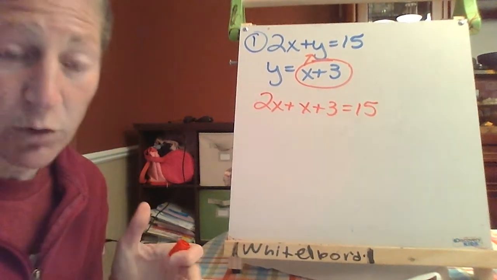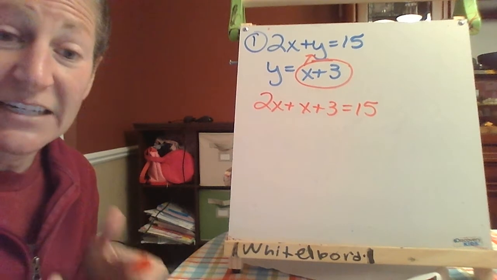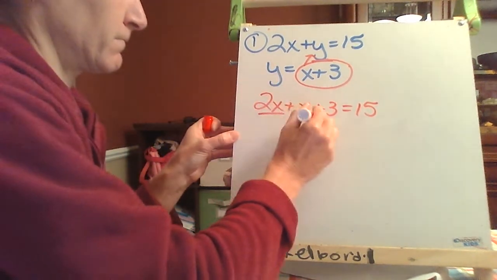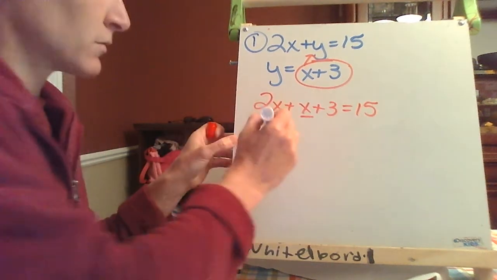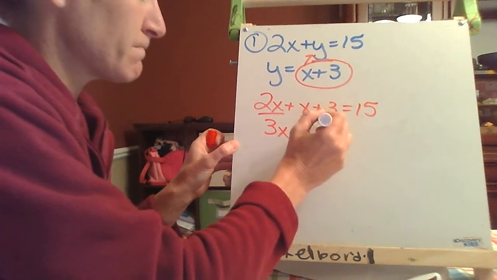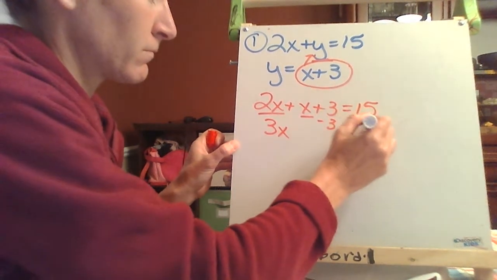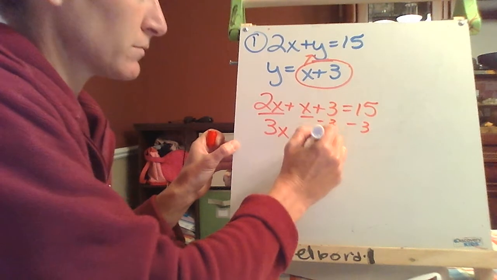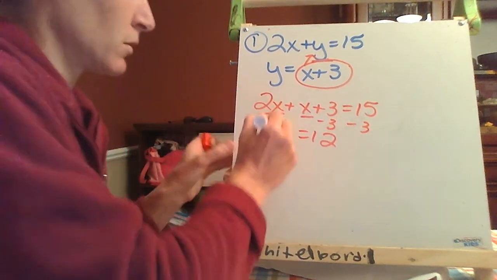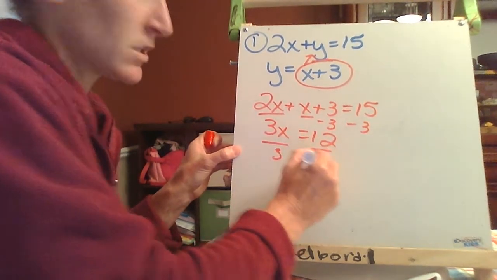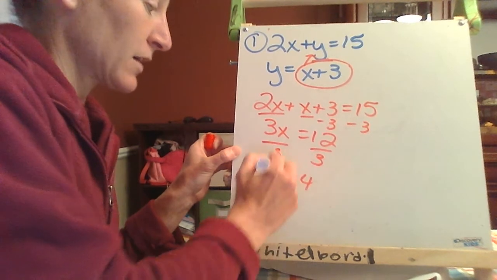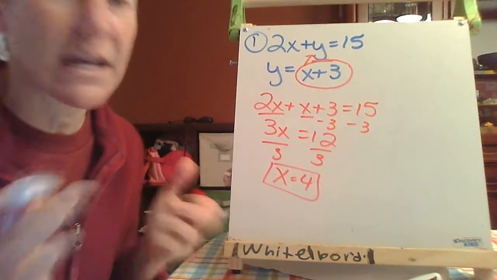So now I have an equation we've seen before, one that I just need to combine like terms and solve for x. 2x plus x, 3x. Subtract the 3, equals 12. So 3x equals 12. Divide by 3. X equals 4, but that's not my solution.